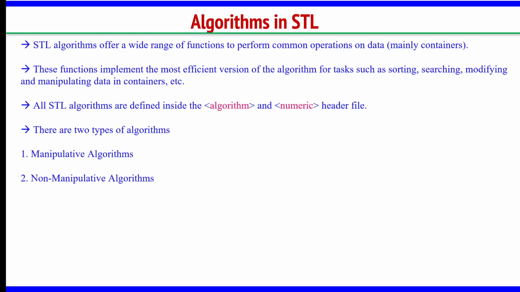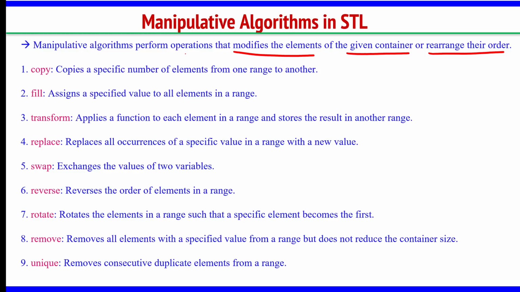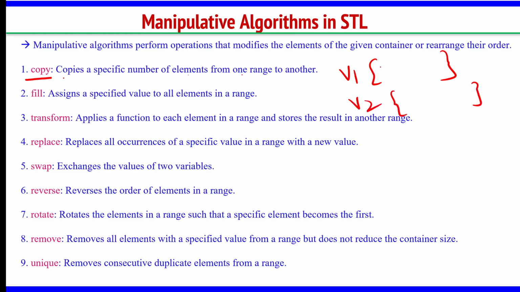So, let us explore a few very important algorithms in STL. The first category is manipulative algorithms. The first one is copy, right. It copies a specific number of elements from one range to another. From one vector v1 with certain elements, you want to copy some elements. v1 has 1 to 10 elements, I want to copy 2 to 5 elements into v2, or otherwise the contents of v1 can be copied into v2 using this copy function.